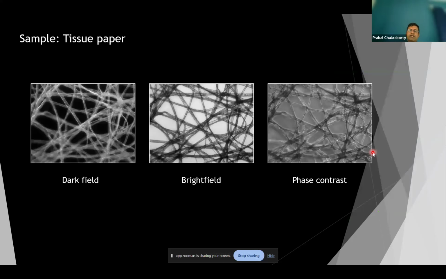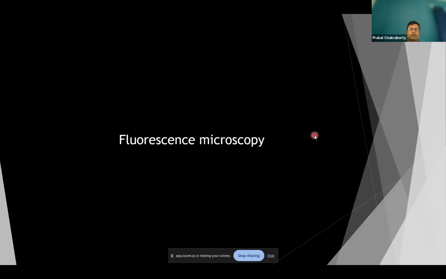And finally, if we see the same sample, so let's say we take some tissue paper, the fiber of the tissue paper, and if we see it under three different contrast techniques, you can see on the left side is a dark field where the background is totally dark and we can see the fibers, then a normal bright field image, and on the right side it's a phase contrast image. Okay, so the same sample will appear different in different contrast techniques. So that is how the bright field contrast technique is helpful, particularly for our different applications.